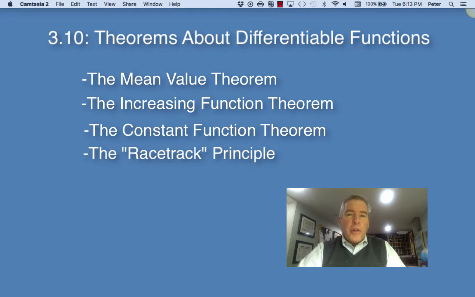Now, all of these theorems help us get ready for our work in Chapter 4 because this is the last section of Chapter 3, and we're going to get ready to apply the derivative in the next chapter so that we can start looking at functions and determining things like where the maximums occur, where the minimums occur, and get an idea how functions are behaving from the derivative itself.